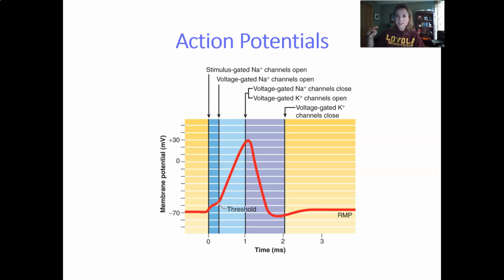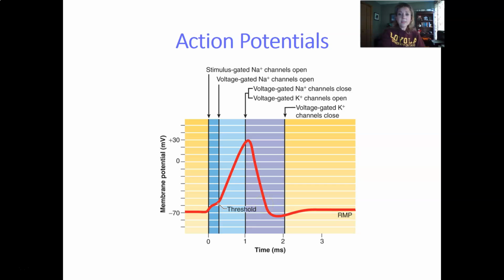So now they're going to rush out of the cell, and when the cytoplasm of the cell loses all of this positively charged stuff, that's going to cause our membrane potential to become more negative. We have a re-separation of charge. This downward slope is called repolarization.